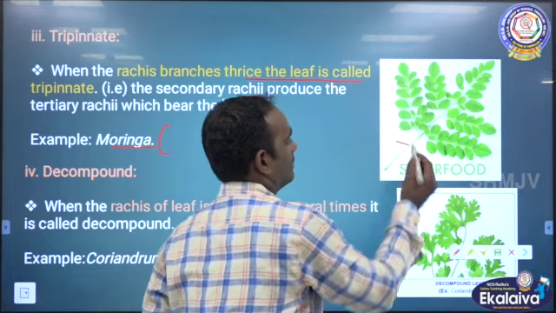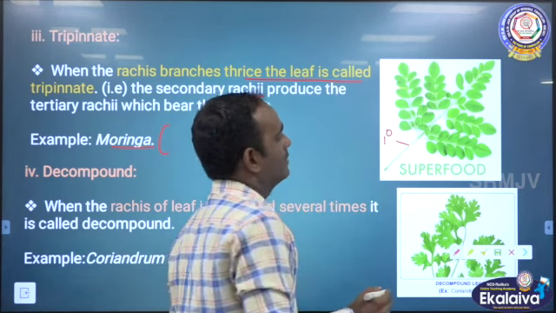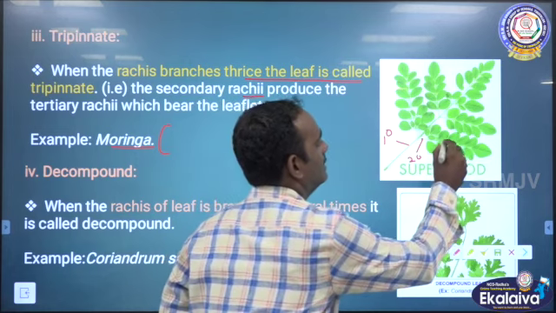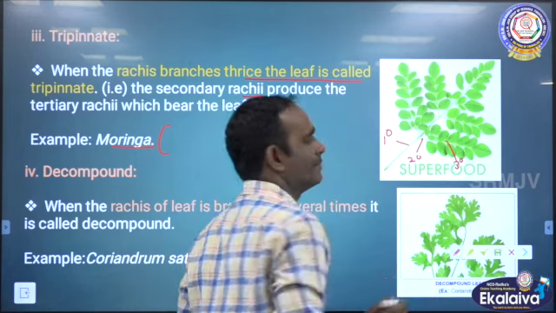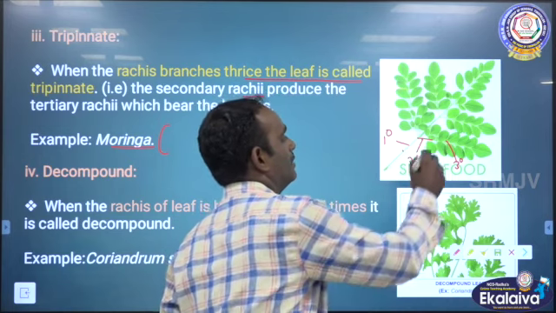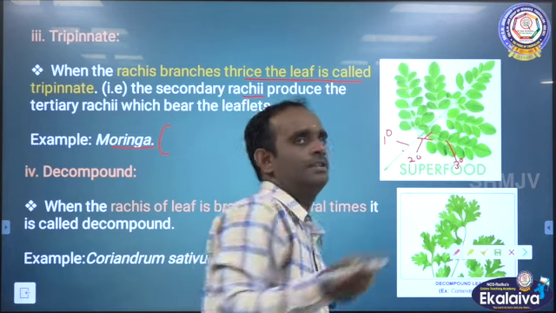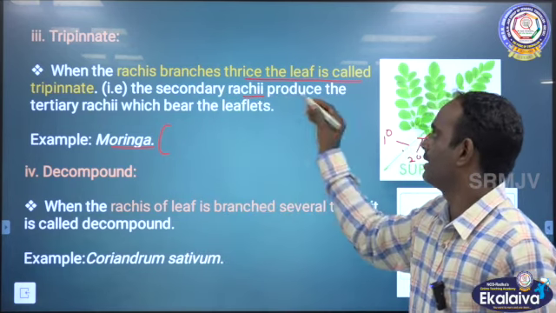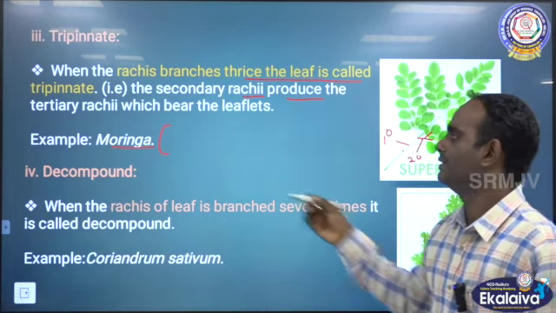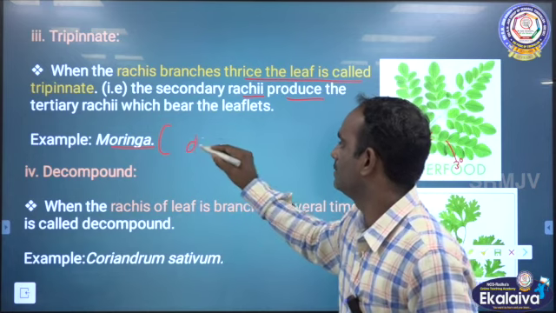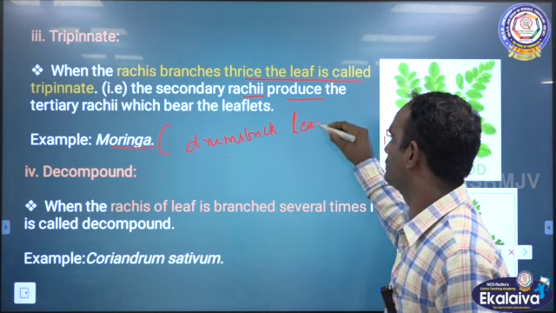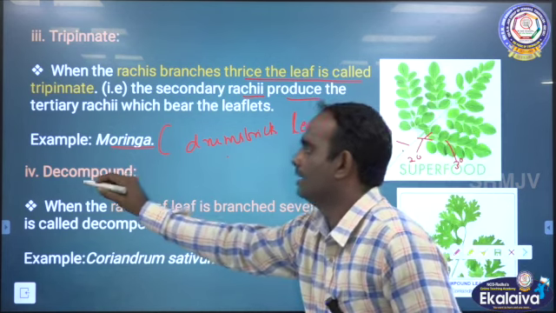This is the primary rachis and this is the secondary rachis and this is the tertiary rachis. So the primary rachis gives rise to the secondary one and the secondary rachis into the tertiary rachis. So see here, the secondary rachis produces the tertiary rachis which bears the leaflets. It is only seen in the moringa, drumstick leaves.